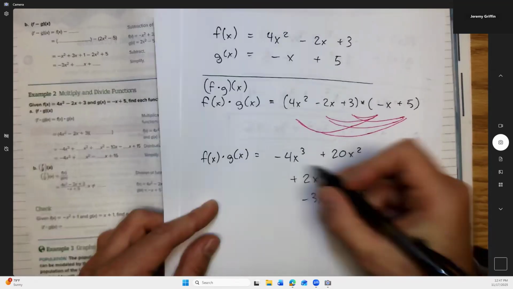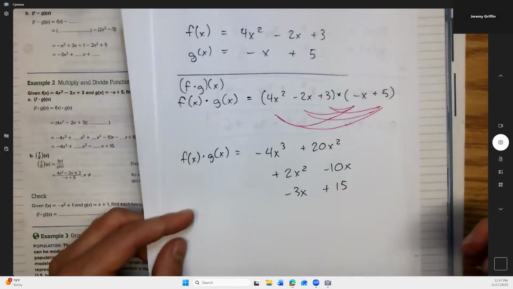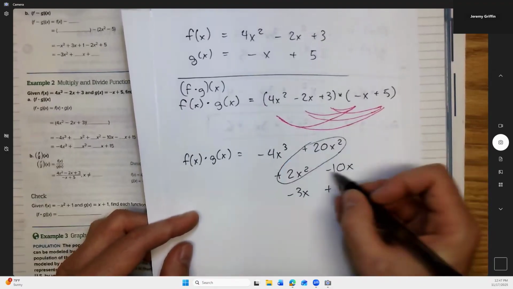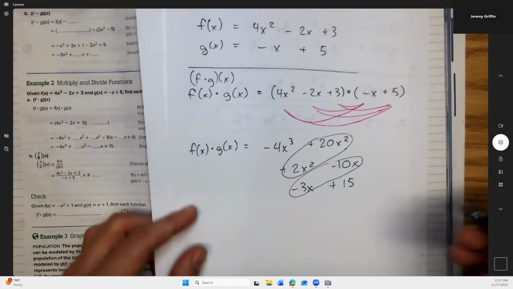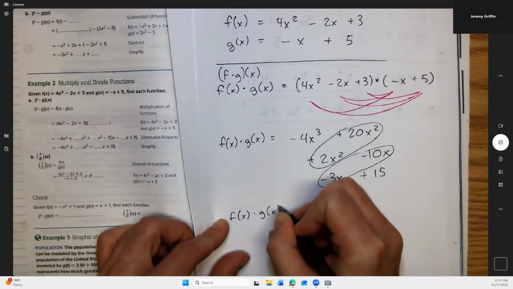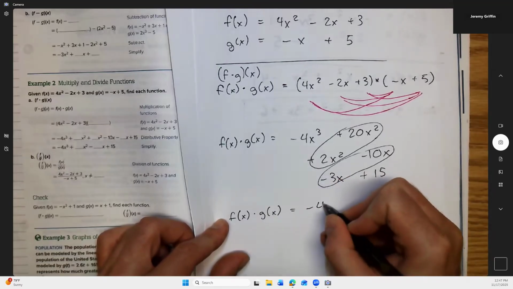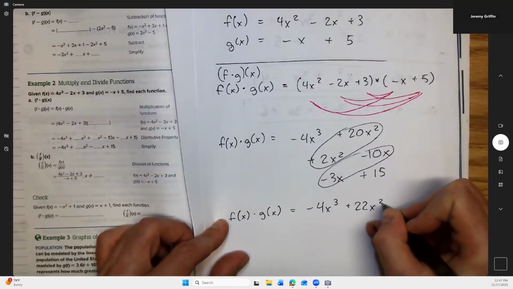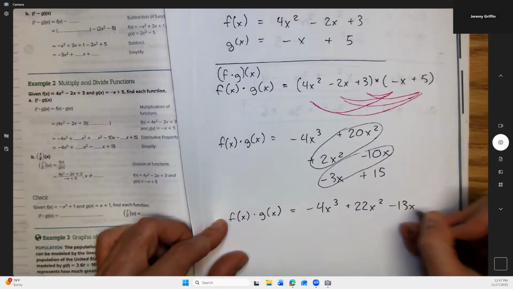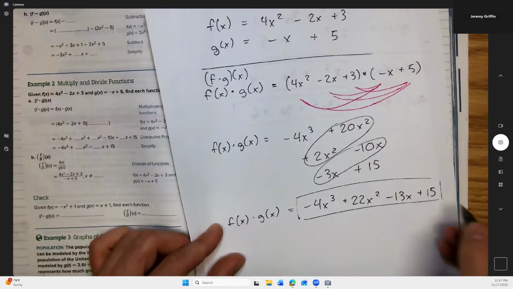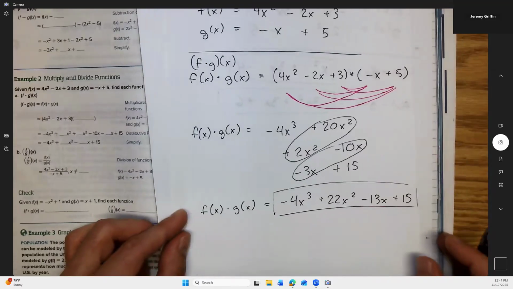So I have 1, 2, 3, 4, 5, 6 terms, but I think I could still clean this up a bit because I have my x squared terms here. These two can go together. And I have a couple of x terms right here. Those can go together. So f of x times g of x is negative 4x to the 3, plus 22x squared, minus 13x, and plus 15 tagged on the end. That should be that right there.